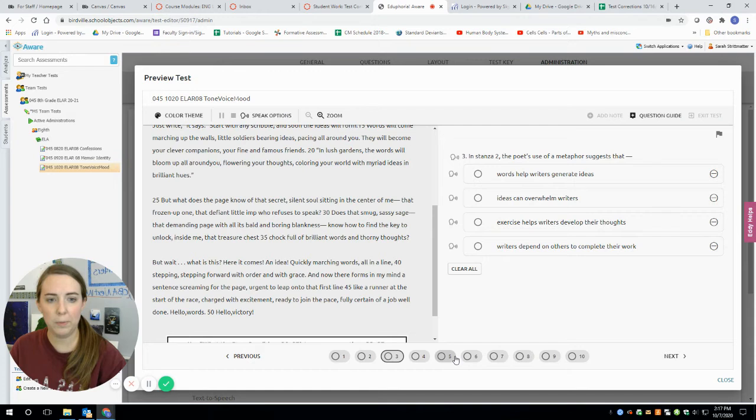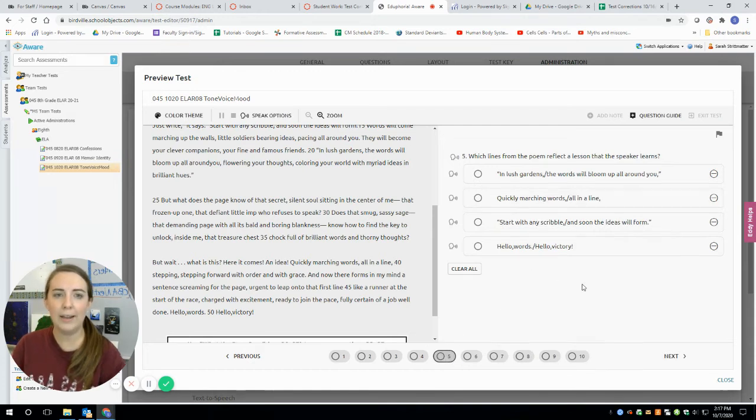Okay, our next 2 will be pretty quick here. Number 5, which lines from the poem reflect a lesson that the speaker learns? To adequately get that lesson, guys, you really need to make sure that you read the full passage from start to finish so you can see what the narrator learns.